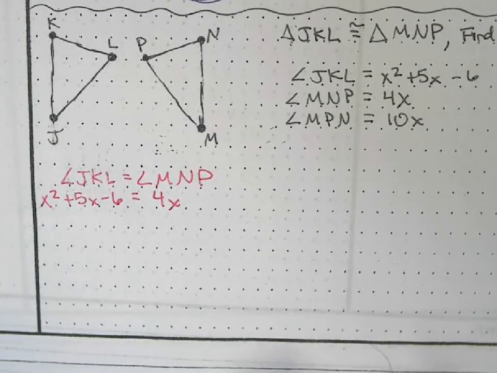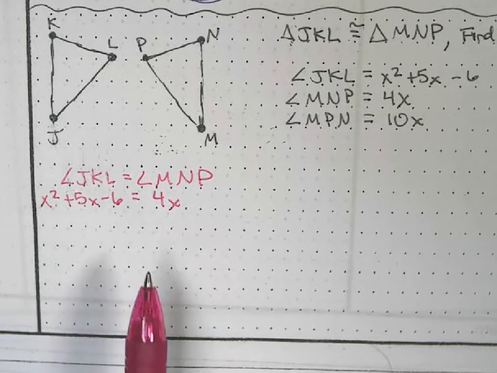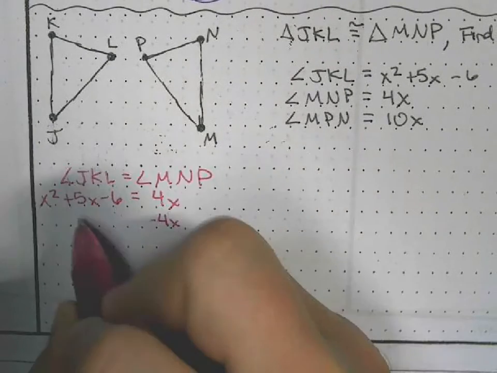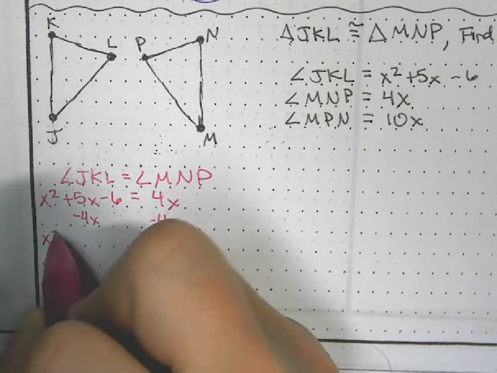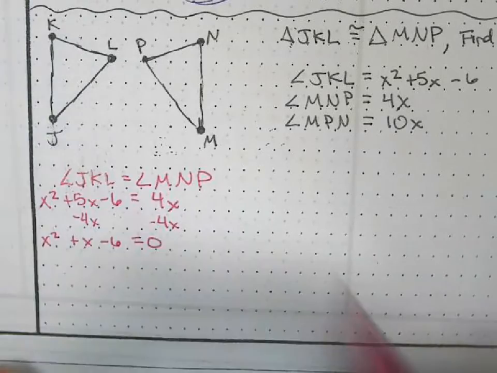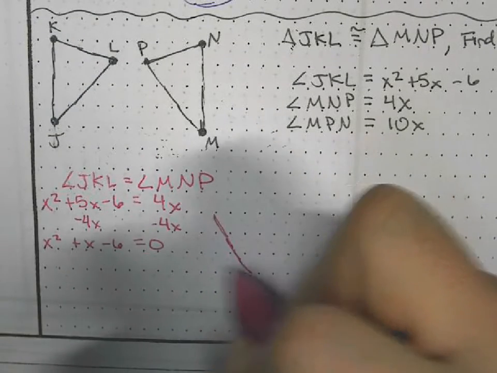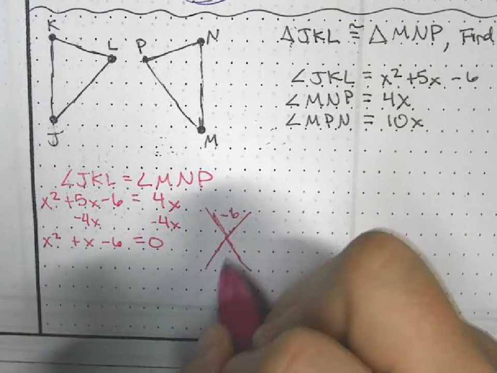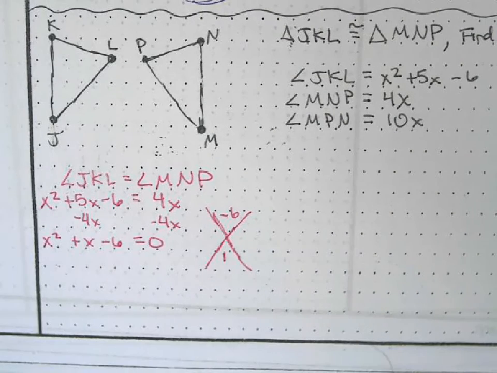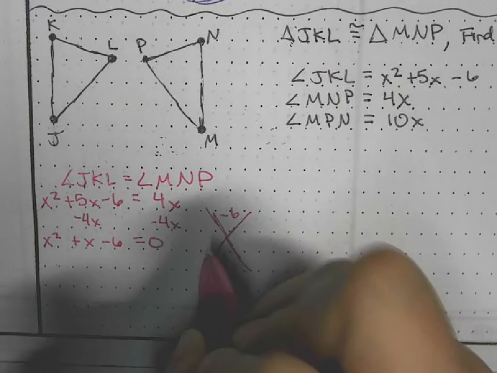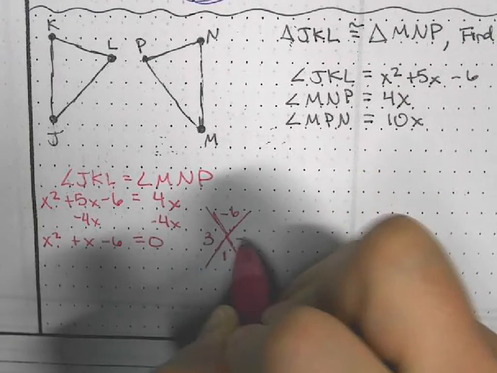Now we got to solve a quadratic. So we want this to equal 0. We'll factor, and we'll solve. So the first thing I do is subtract 4x. I have x squared plus x minus 6 equals 0. Now we can use our AC method. Negative 6 at top, 1 on the bottom. What multiplies to negative 6 and adds to positive 1? That would be 3 and negative 2.